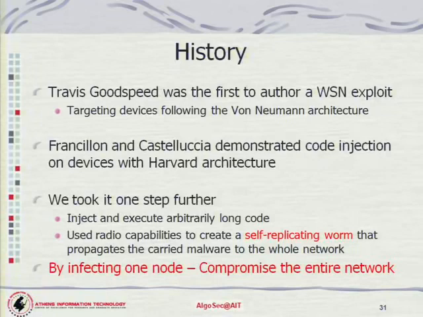So that's why we also target the von Neumann architectures. That's why we use TmoteSky sensor devices. As you remember, they have the MSP430 microcontroller, which is based on the von Neumann architecture. So we took the work of Travis Goodspeed one step further and managed to inject and execute arbitrarily long code, not just code instructions that can be sent through one message. Then we use the radio capabilities of each sensor node and create a self-replicating worm that propagates the carried malware throughout the whole network.